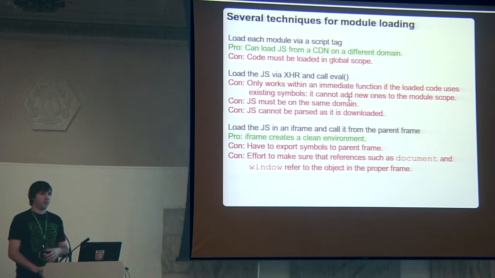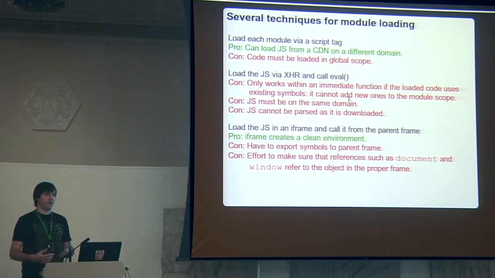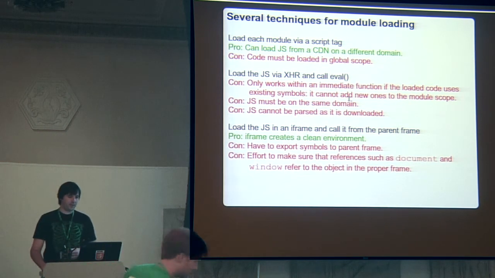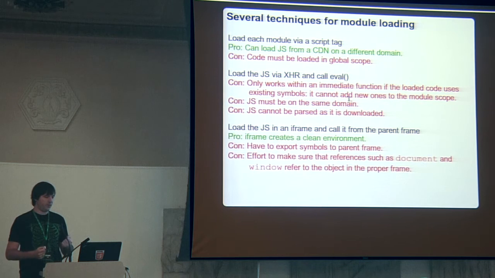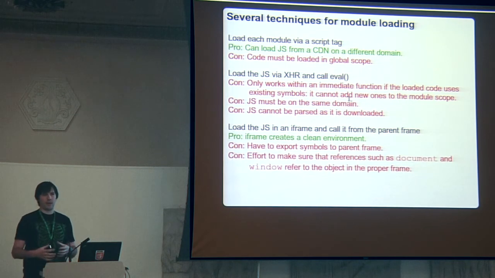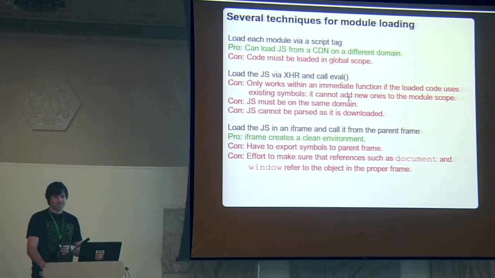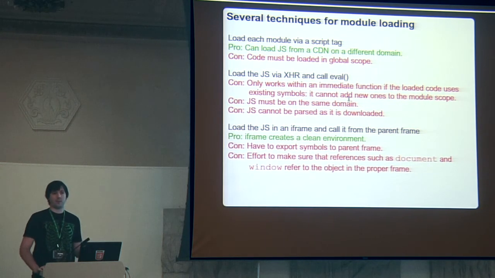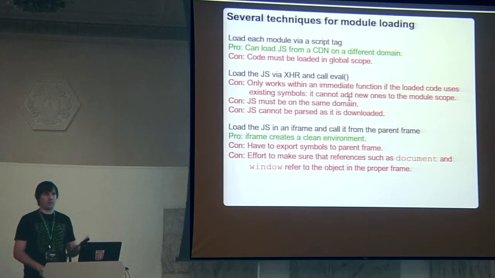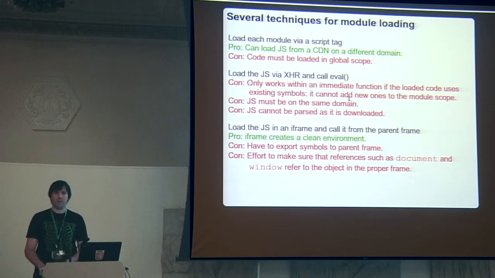A second technique is, if the code is on the same domain, you could make an XHR, fetch the code as a string, and then just eval it. This you can't even do in an immediate function, because when you call eval, it's either going to work in the function scope in which you're calling it or in the global scope. In either case, it's not going to work at this module scope that we don't actually have yet, but is the type of thing that we want. Also, the JavaScript has to be on the same domain, so it's probably not usable with a content delivery network.